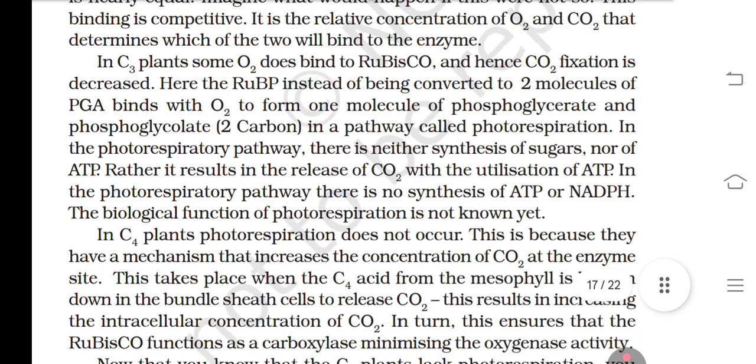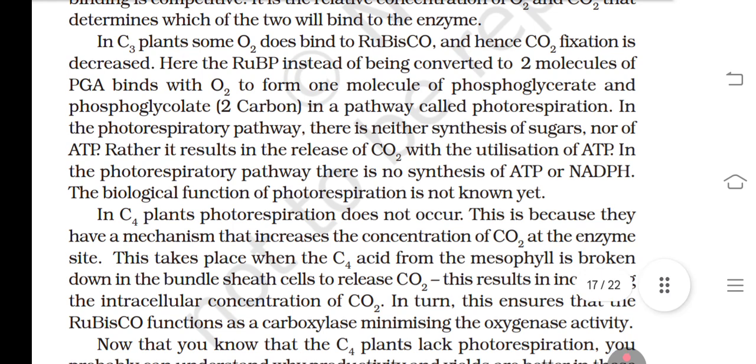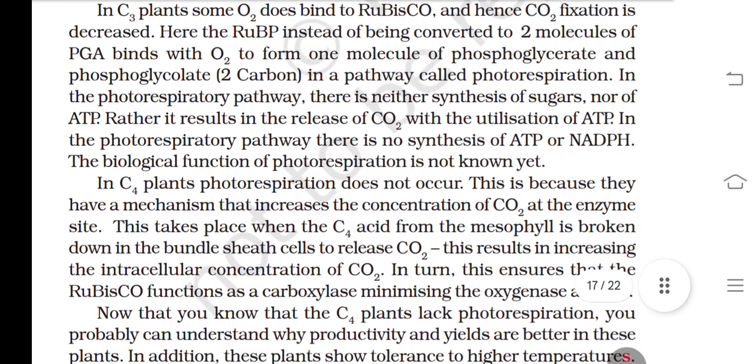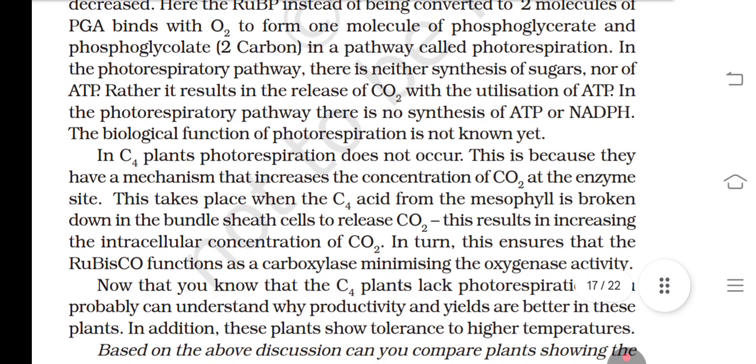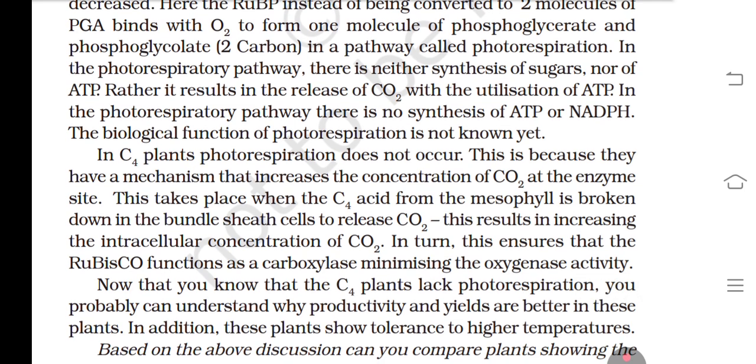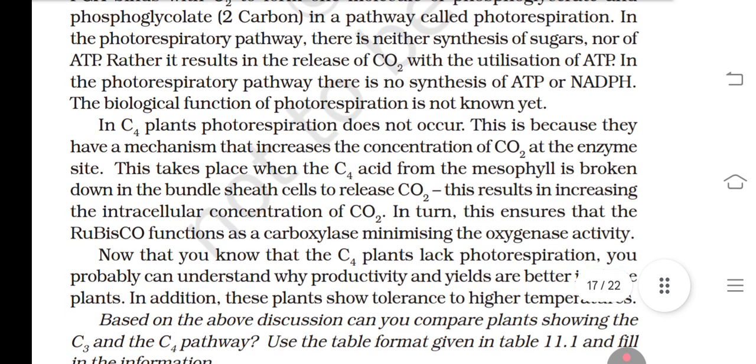It is the relative concentration of oxygen or carbon dioxide that determines which of the two will bind to the enzyme. In C3 plants, some oxygen does bind to the enzyme, and hence carbon dioxide fixation is decreased. Here RuBP, instead of being converted to two molecules of PGA, bonds with oxygen to form one molecule of phosphoglycerate and one molecule of phosphoglycolate, in a pathway called the photorespiratory pathway.